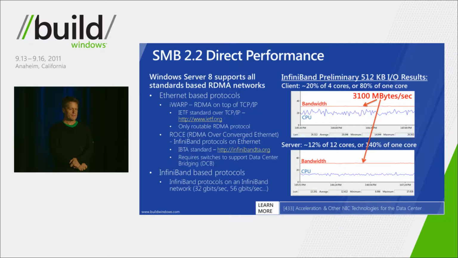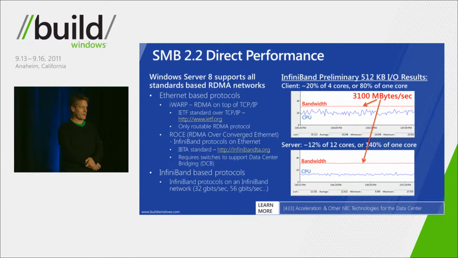Then we have RoCE, which was defined by the InfiniBand Trade Association. RoCE stands for RDMA over Converged Ethernet. It's also very high performance. It does require DCB switches, so you have to be able to configure and deploy the DCB switches to be able to get RoCE out there. And then for InfiniBand, we also support it as well.